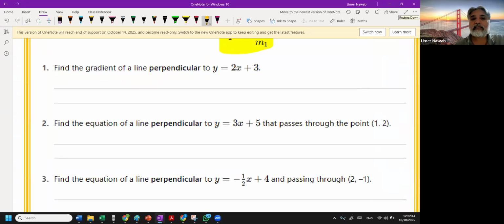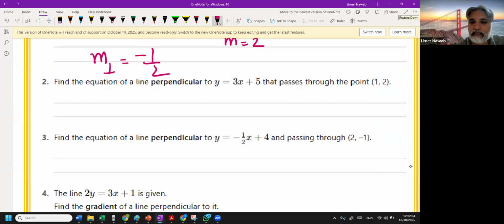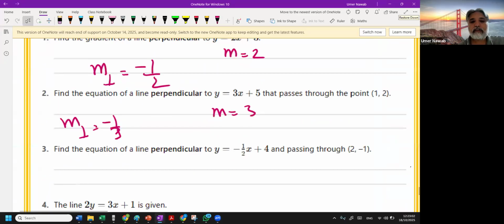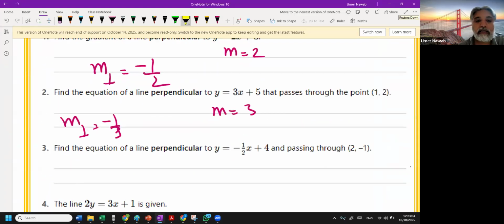For example, if the examiner has given you a line whose gradient is 2, can I write the perpendicular gradient? That will be negative 1 over 2. For example, in this case, the gradient is 3. Can I write the gradient of a perpendicular line? Negative 1 over 3. Now, in this case, the examiner is not interested only in the gradient.